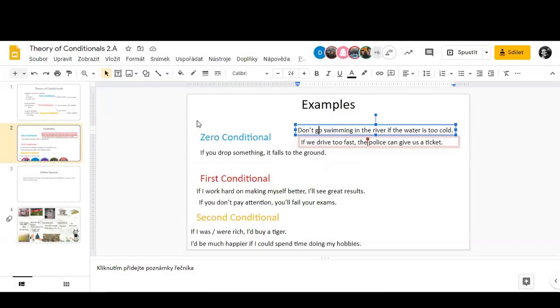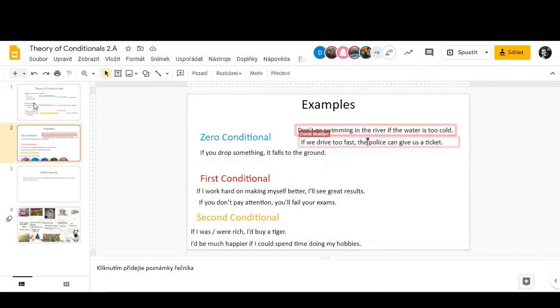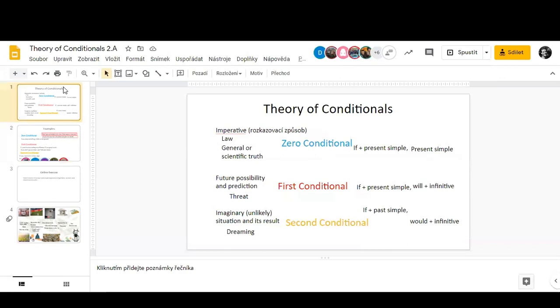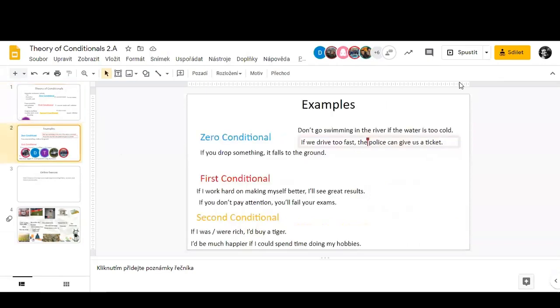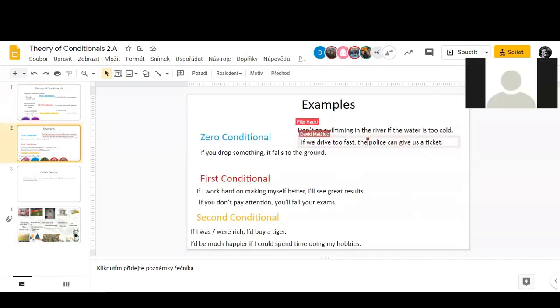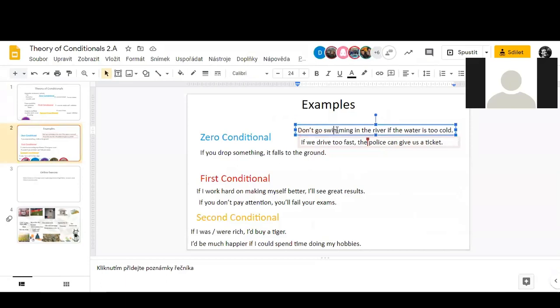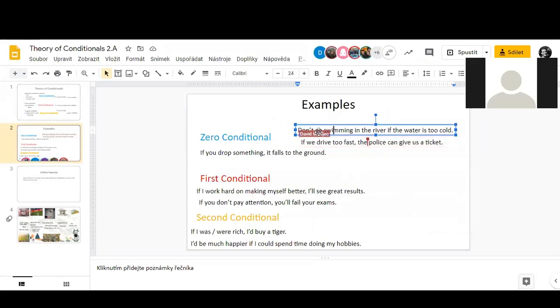Please unmute your microphone. All right, Miroslav, can you tell us, don't go swimming in the river if the water is too cold. What is the situation here? Is it imperative, law, or general truth? What do you think? Don't go swimming in the river. Don't go there if the water is too cold. So what's the situation here? Když si to přeložíme, že jo? Nechoď do té řeky plavat, že jo? Pokud je ta voda ledová.